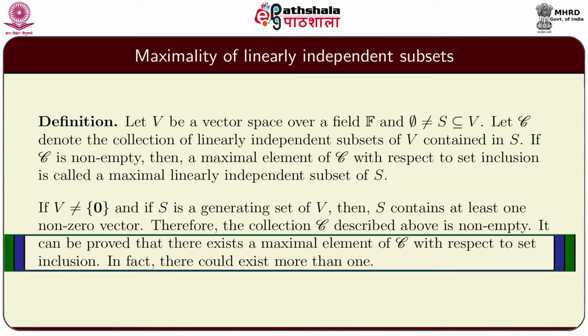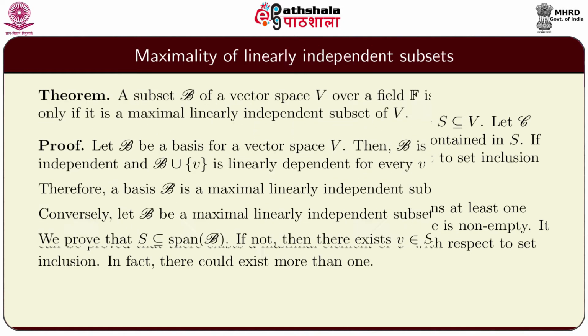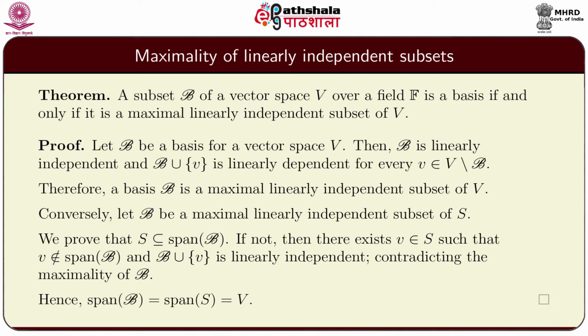We will prove that the collection C indeed has a maximal element with respect to set inclusion. But again, there is absolutely no reason to think that there would exist only one such maximal element. In fact, there could exist more than one. This is a very important theorem. A subset B of a vector space V over a field F is a basis if and only if it is a maximal linearly independent subset of V. So this really characterizes a basis of a vector space in terms of a maximal element.